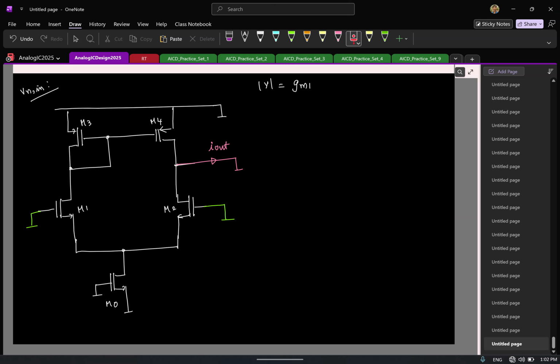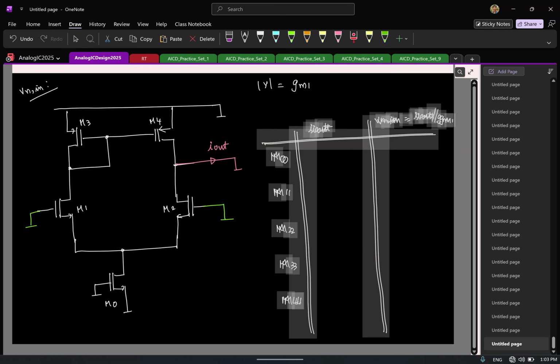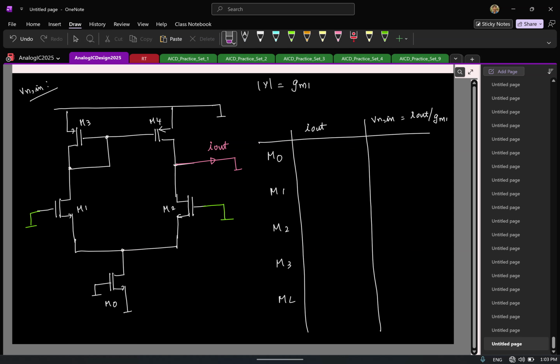Okay, so let's quickly do that. It's actually easy. So let me write for all transistors M0, M1, M2, M3, M4. First I'll find the current I out, and then to find Vn in, this is basically I out by GM1. Correct? So is there some transistor for which we can write the result directly here?